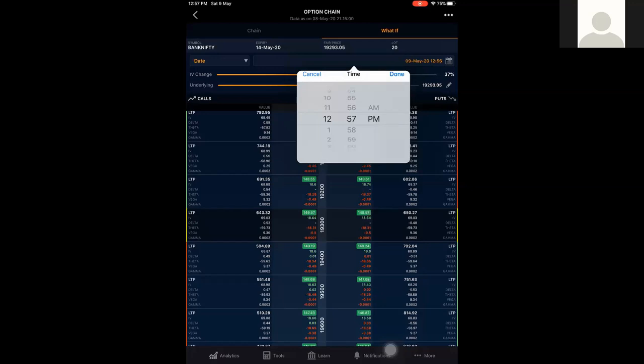So backtesting intraday strategy, presently we don't have it. Once we have the intraday data, we will get that also in the backtesting. But presently the backtesting is only on the EOD data.